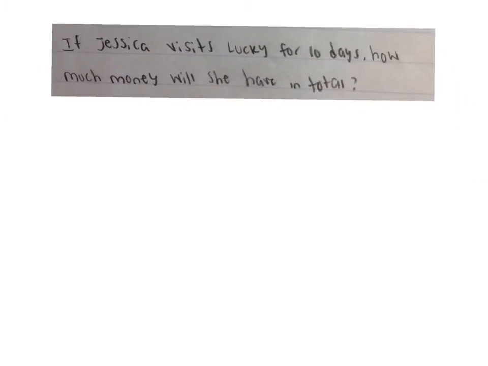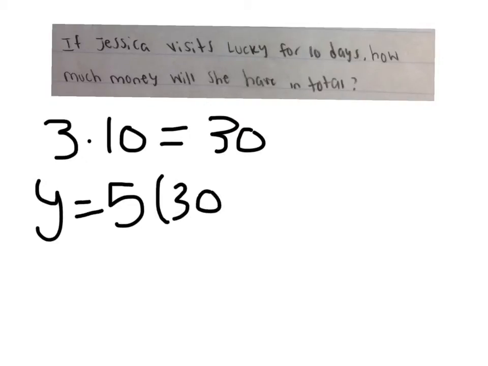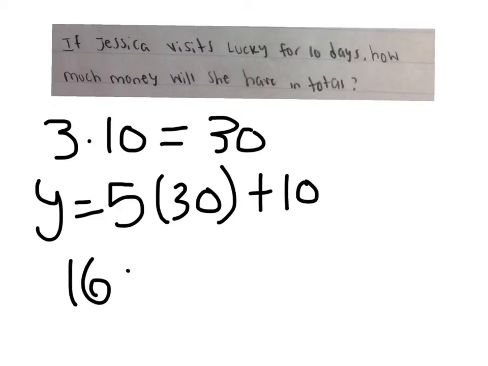In this slide, I'm going to be showing you how to solve the first prediction. If Jessica visits Lucky for 10 days, how much money will she have in total? I did 3 times 10 because she visits Lucky 3 times every day for 10 days, and that equals 30 visits. Then the explicit equation is y equals 5x plus 10. You plug 30 in for x because that's the amount of visits. So y equals 5 times 30 plus 10, and that equals 160. So she will get $160 after 10 days.